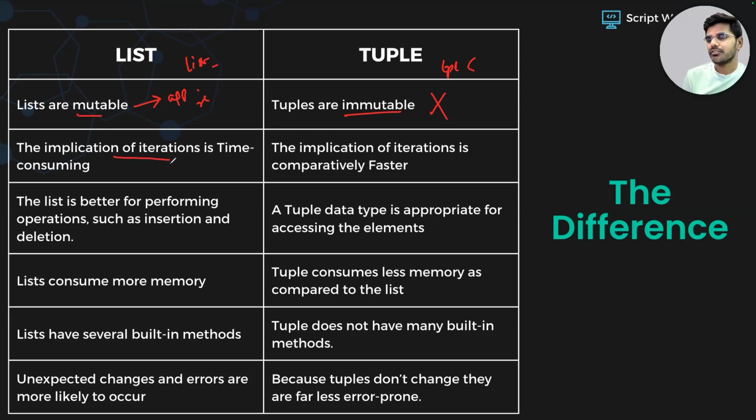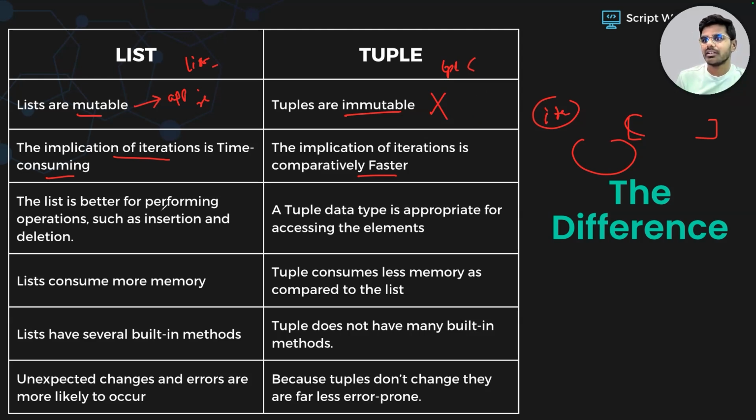The implication of iterations is time consuming. That means whenever we are iterating through the list, we'll see the word iteration in upcoming lectures. This is nothing but we are looping through the list. That means we are picking each element one by one and doing some operations. And this is faster in tuple. So that is the reason we need to understand the difference so that we'll get a clarity on where to use tuple and where to use list.